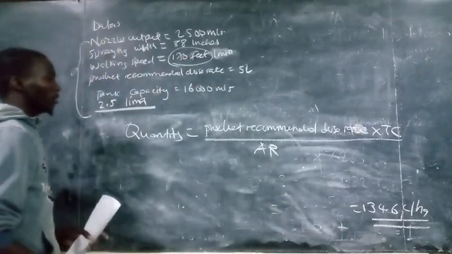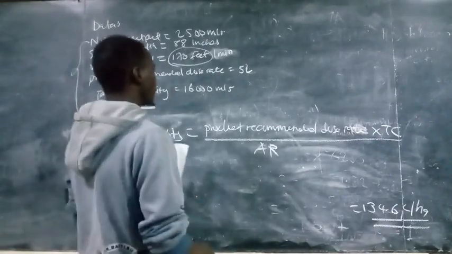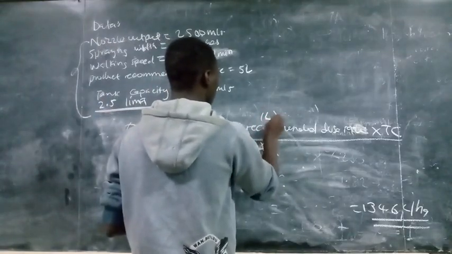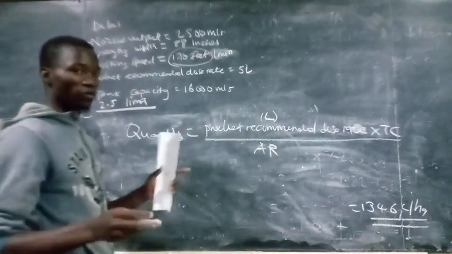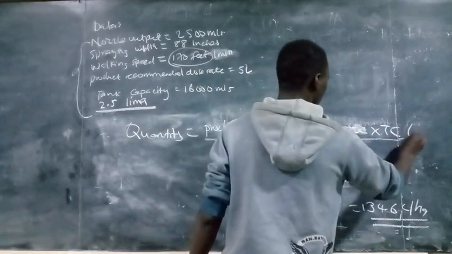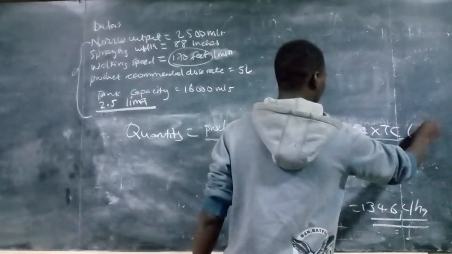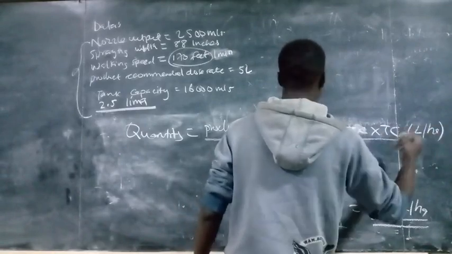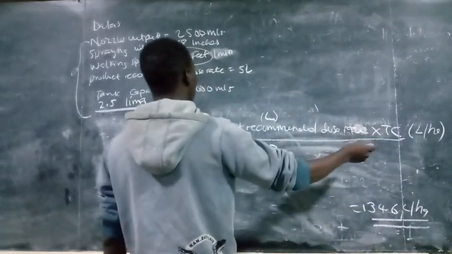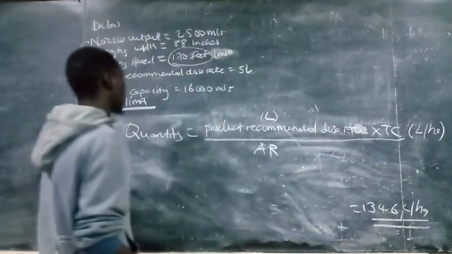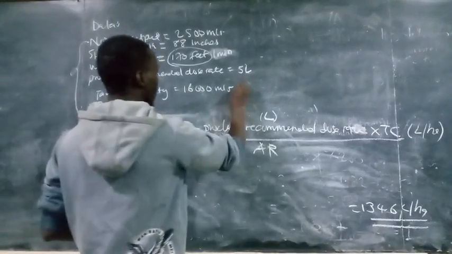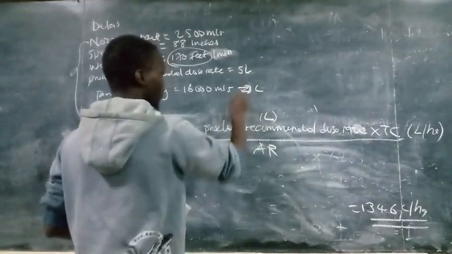Now this product recommended dose rate is supposed to be in liters, so you have to check it out. It's already in liters, there's no need of conversions. Then the tank capacity as well has to be in liters, liters per hectare if there's need of showing the area. So we have to convert the tank capacity to liters, as we saw for this question.